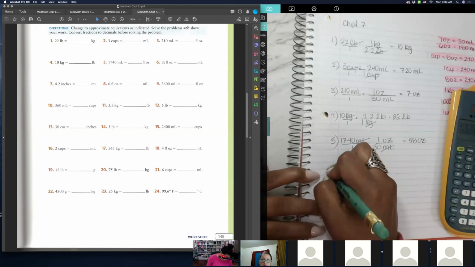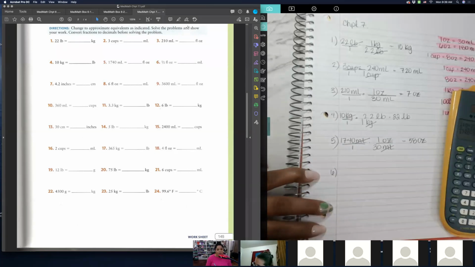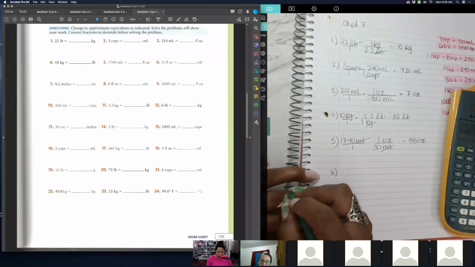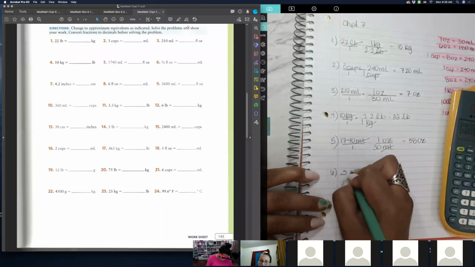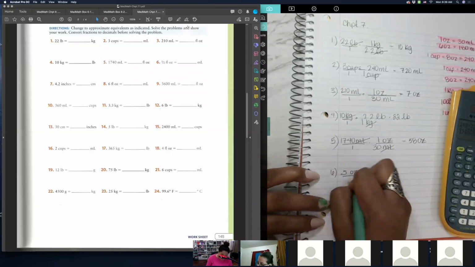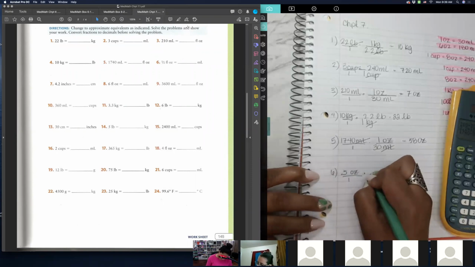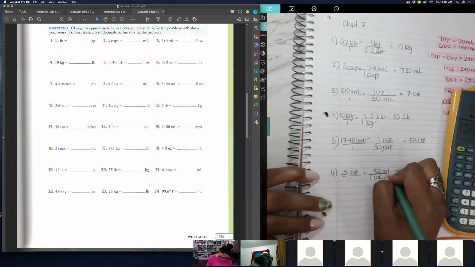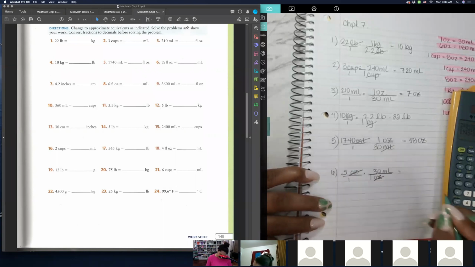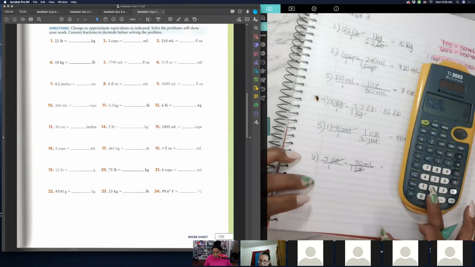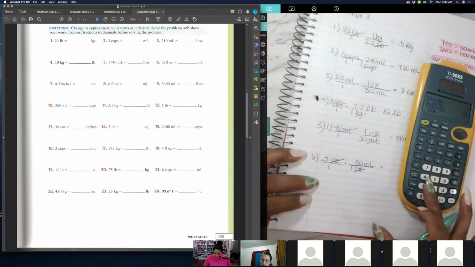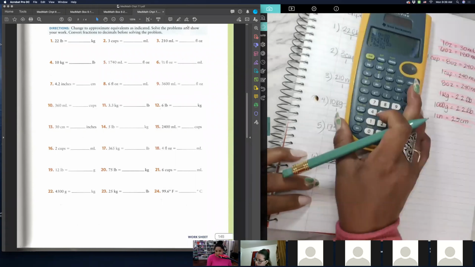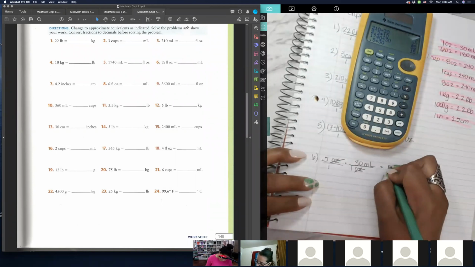All right, number 6 is a half, so 0.5 ounce. And we're going to convert that to milliliters. So 1 ounce is equal to 30 milliliters. Our units of ounces cancel. And I'm just going to take 0.5 times 30, and that's 15 milliliters.